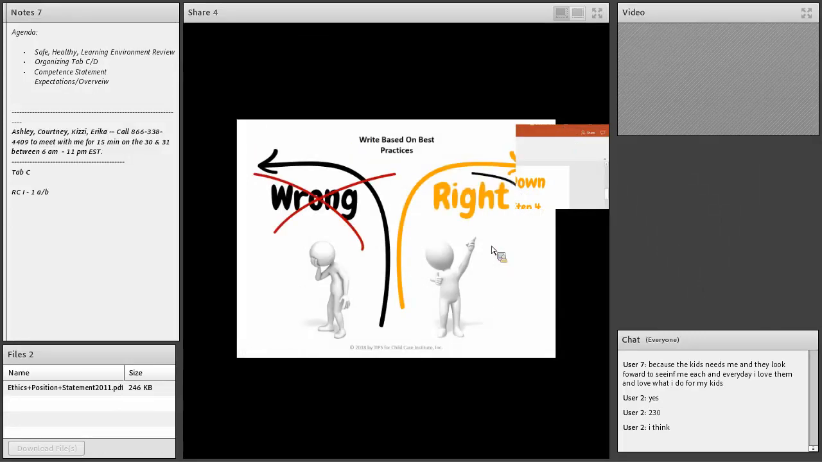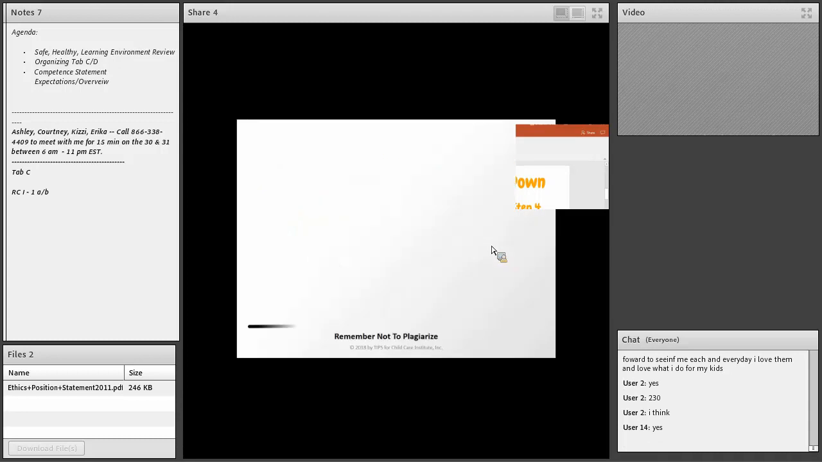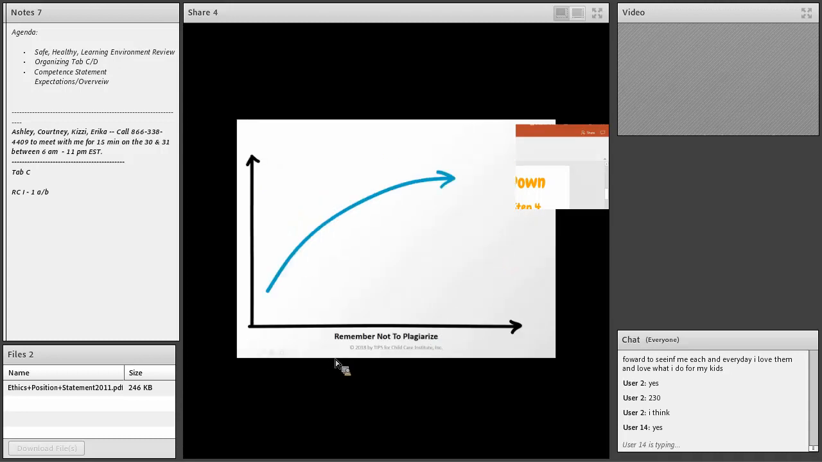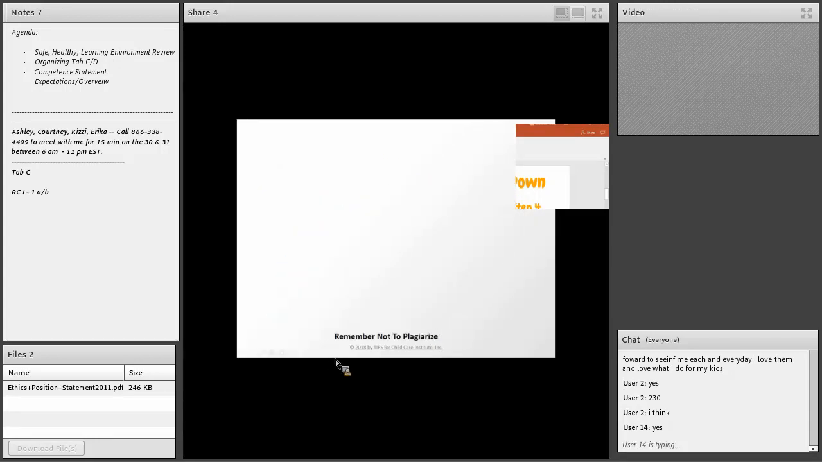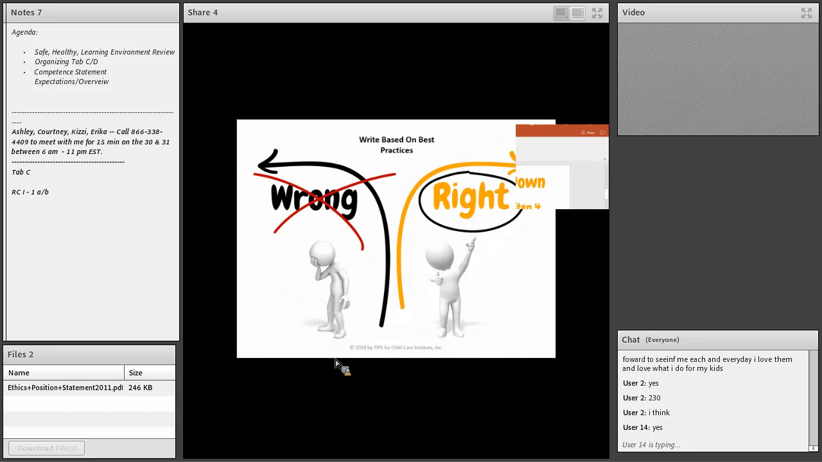As you're writing your statements, make sure that you're writing based on best practices. Best practices will match Head Start standards. Best practices will be matched in the things that you're trained on.